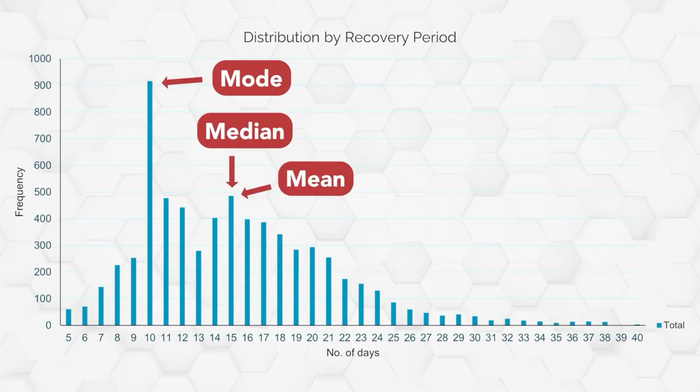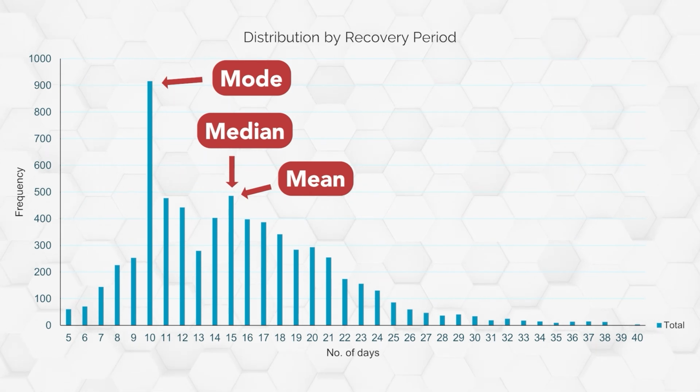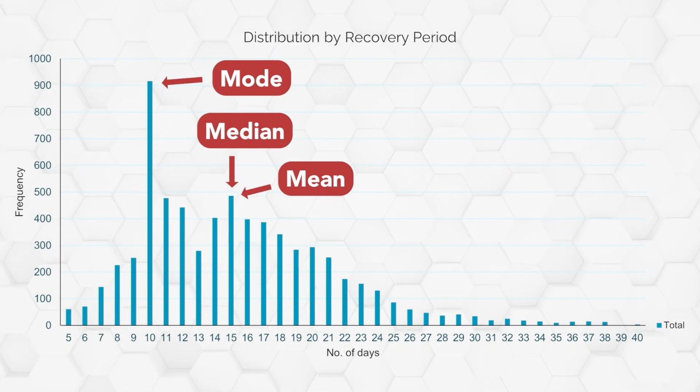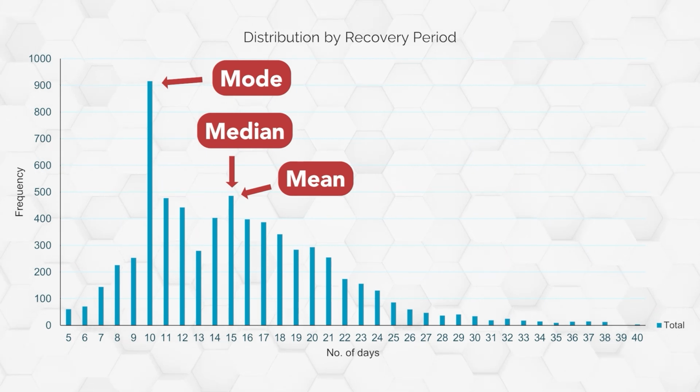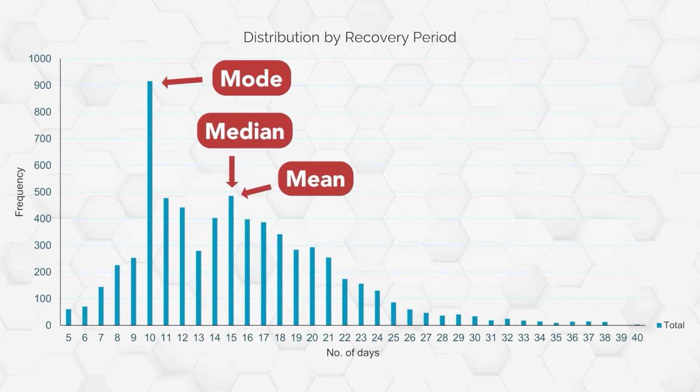Now we see the graphical representation of the distribution by recovery period generated from Excel. Here we see that the data is somewhat symmetrical, so the mean and the median do not really vary. Take note that when the distribution is skewed, the median and the mean may differ. The more skewed the distribution, the larger the difference between the two.